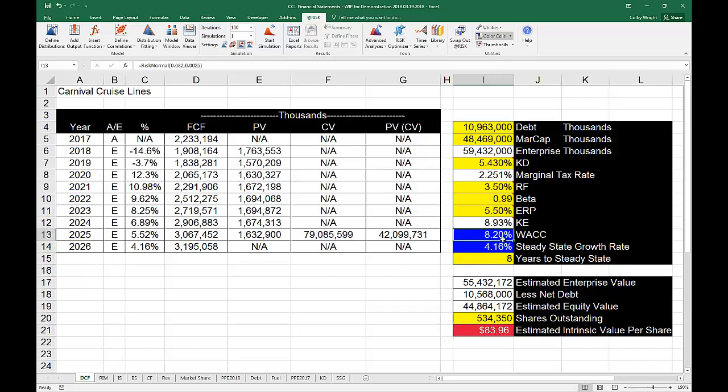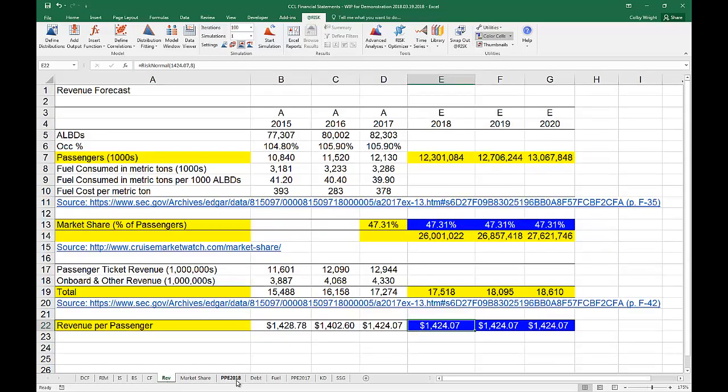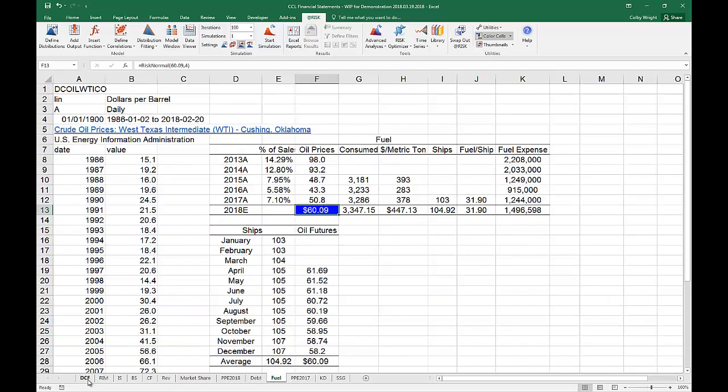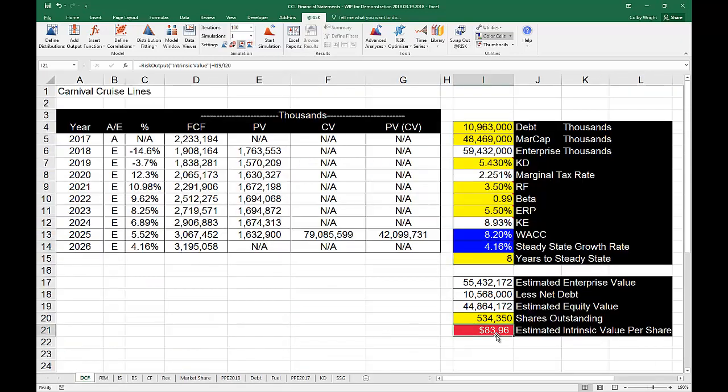So now what we have is an average of 8.2 on the WACC. 25 basis points is our standard deviation. 4.16% is our average on the steady state growth rate. 25 basis points is the standard deviation. And then for revenue and fuel, you remember what we did. So now we're just going to do, let's do 500 iterations and see what we get.